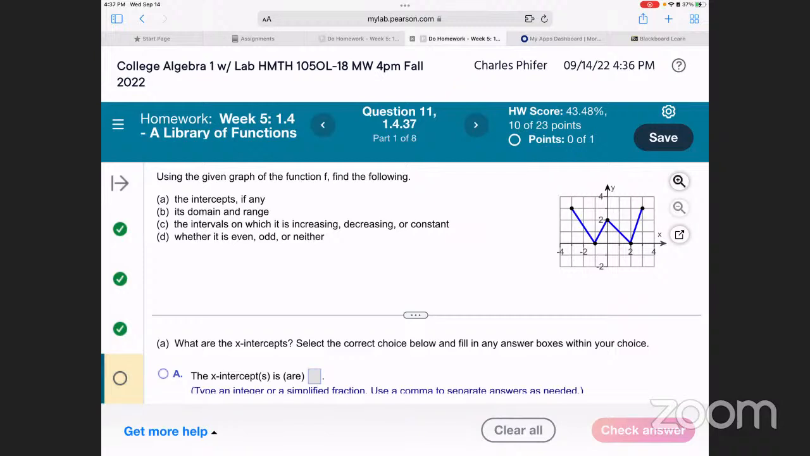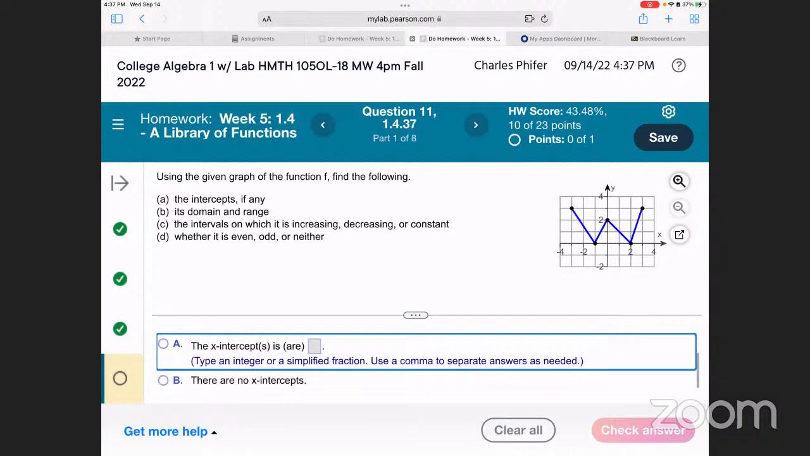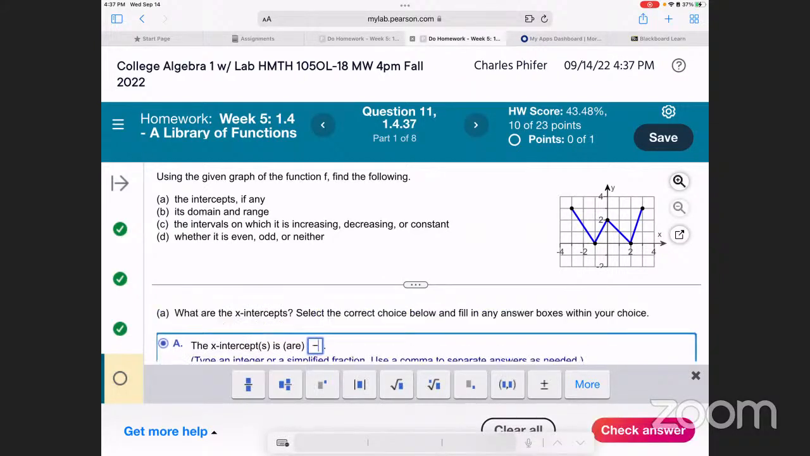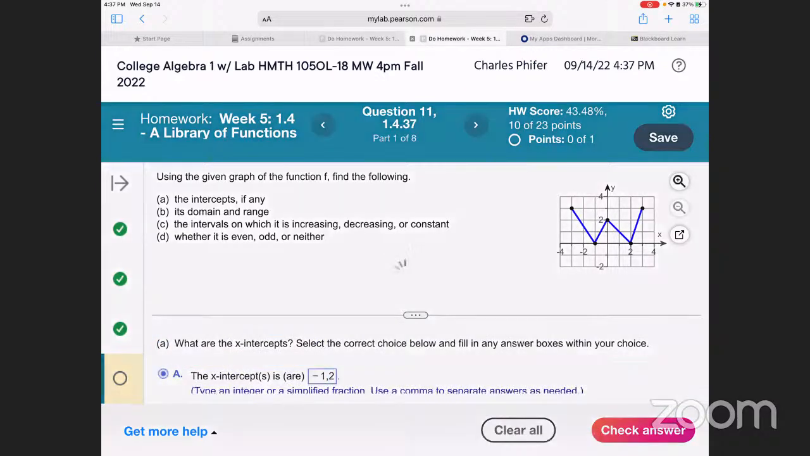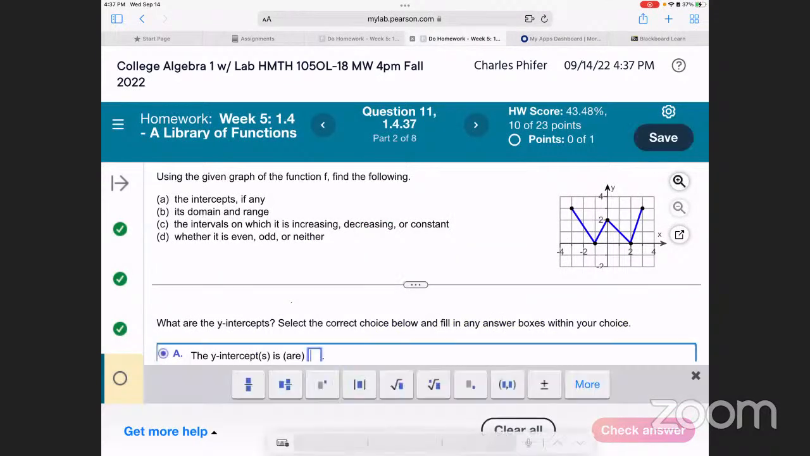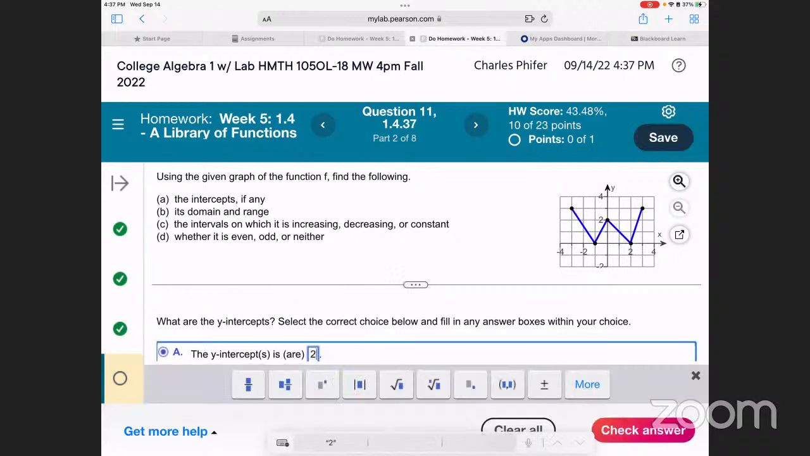What are the intercepts? Okay, it looks like they're given. It looks like the x-intercept is what? -1 and 2. I'm just going to go with that for now. -1 and 2. Okay. So I just looked at the graph. The y-intercept there is 2.